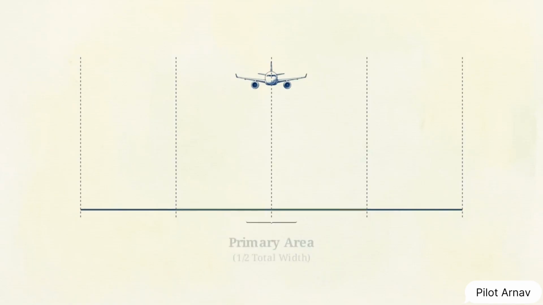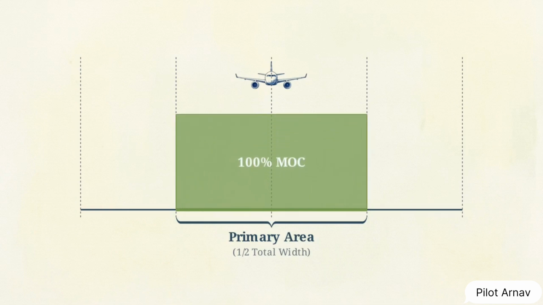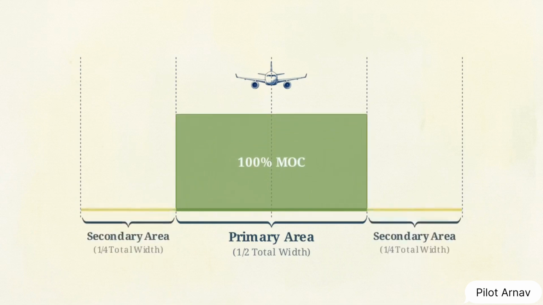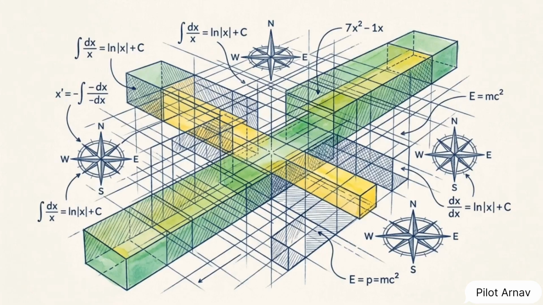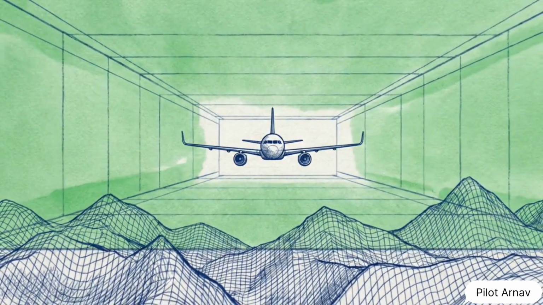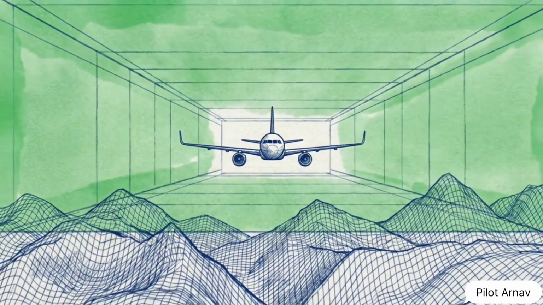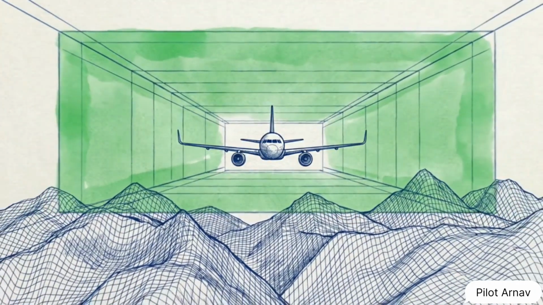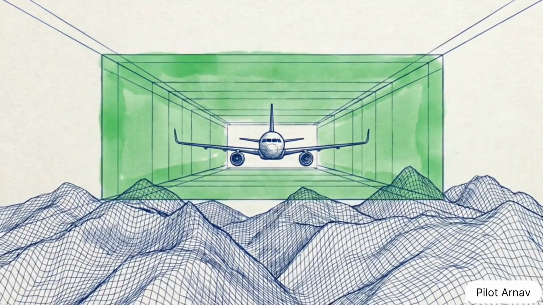The center primary area occupies the inner half, guaranteeing 100% maximum obstacle clearance. The flanking secondary areas each take a quarter, where safety margins taper to 0 at the extreme edges. These cross-sectional rules form the mathematical foundation of instrument flight. Every departure, en route, and arrival regulation is explicitly engineered to keep your aircraft locked securely inside that primary area.